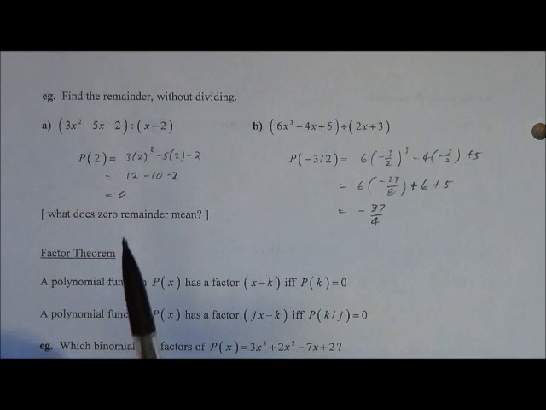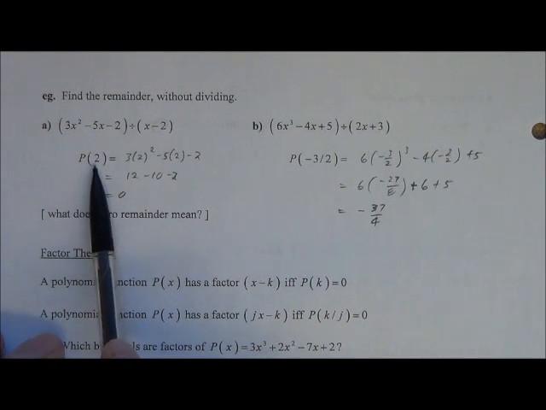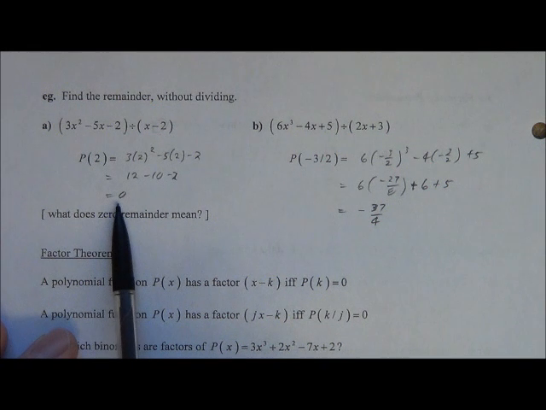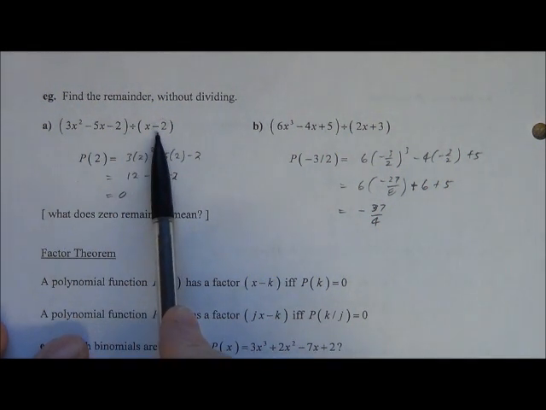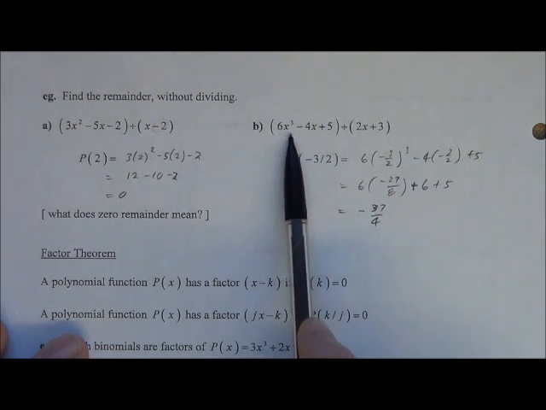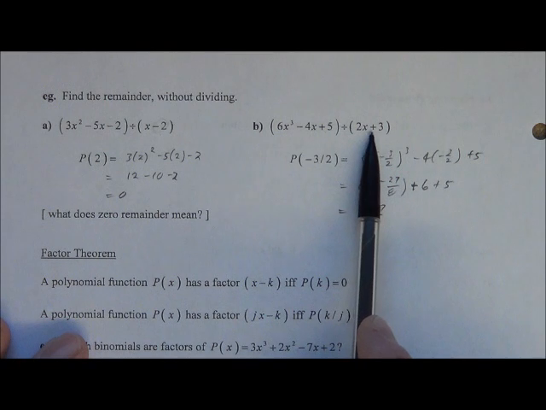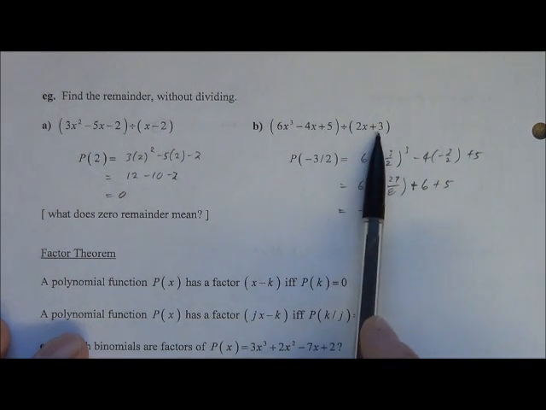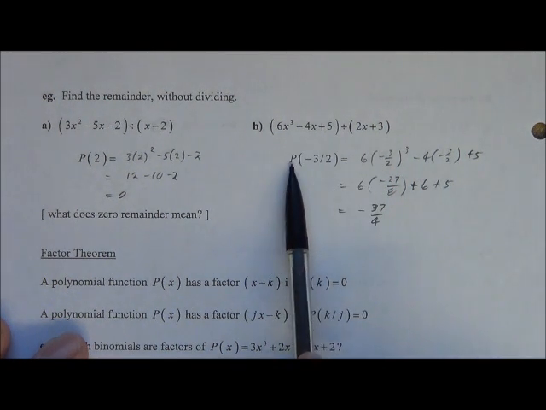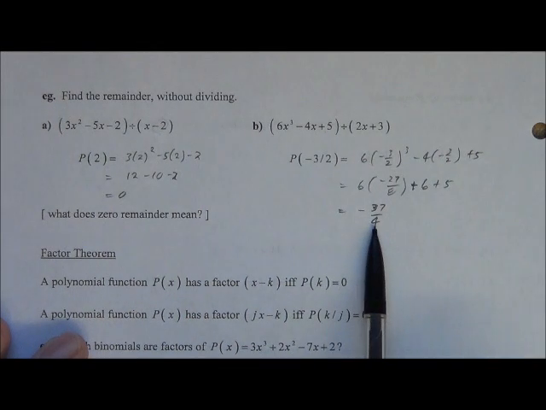Okay, so checking back in here, once we have evaluated p of 2, we see that we get a remainder of 0, or a result of 0, which means the remainder of this division. And then when we divide this polynomial by 2x plus 3, or in other words, we substitute in negative 3 halves for x in the polynomial, we end up getting negative 37 over 4.